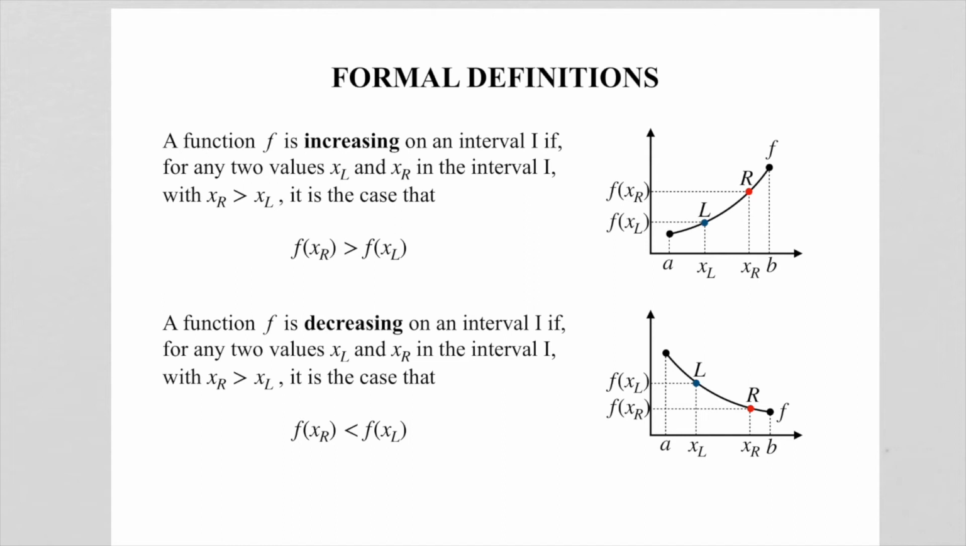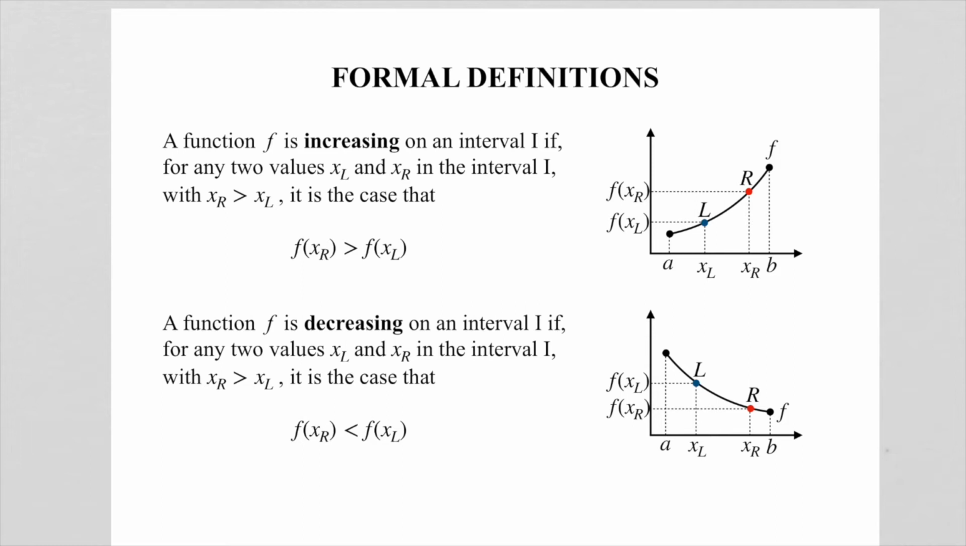And this will apply for any 2 points we pick in this interval from A to B here that you see. So all the way from A to B, any 2 points that we pick, the point on the right will be above the point on the left. And that is what it means for a function to be increasing.